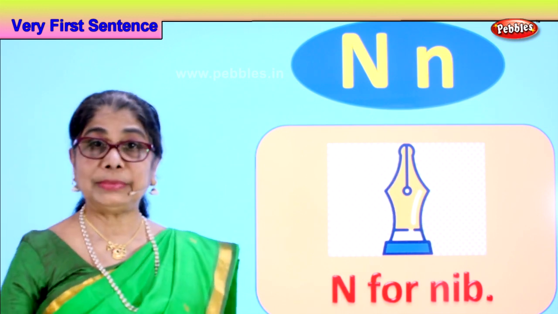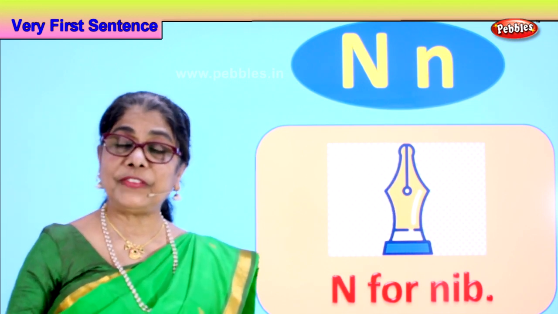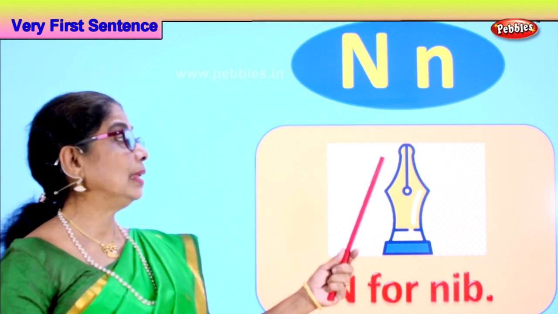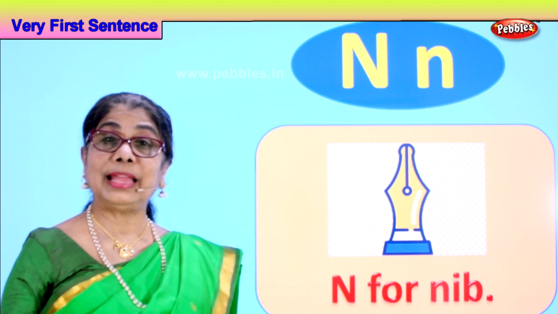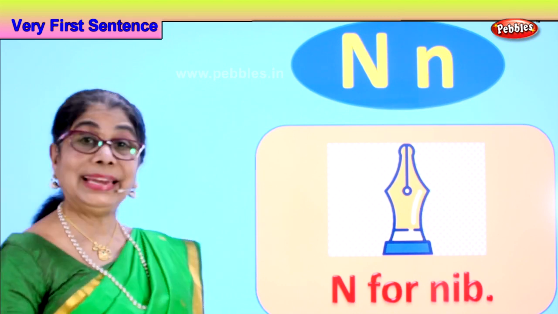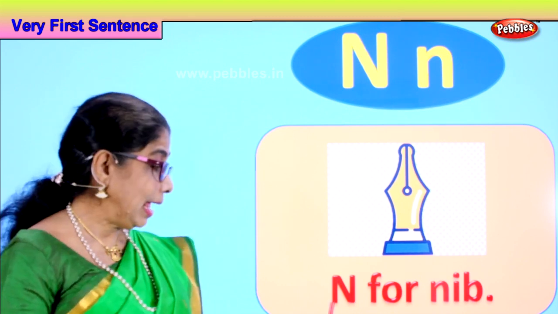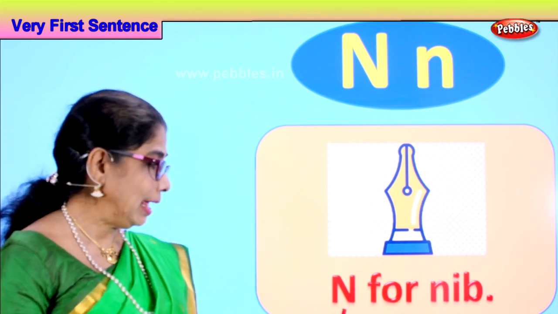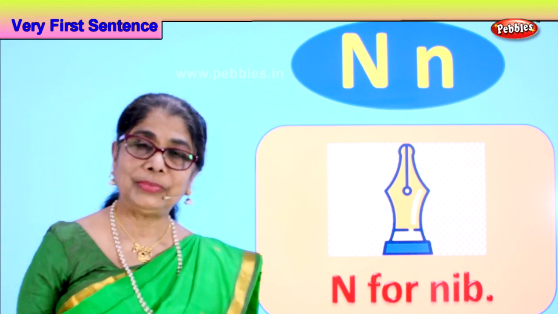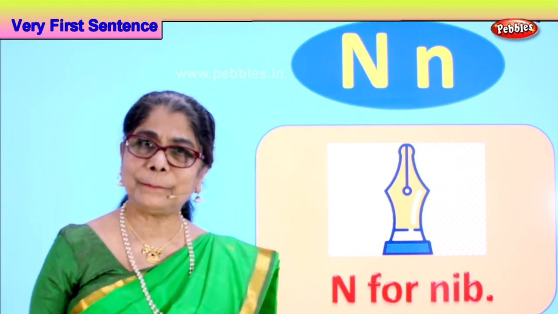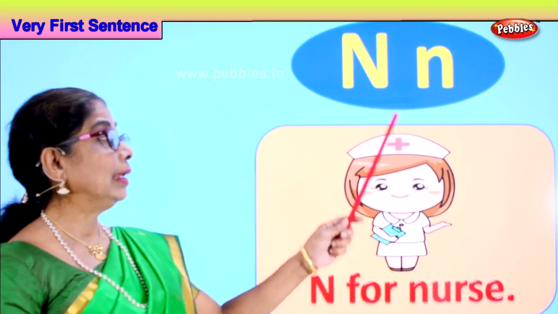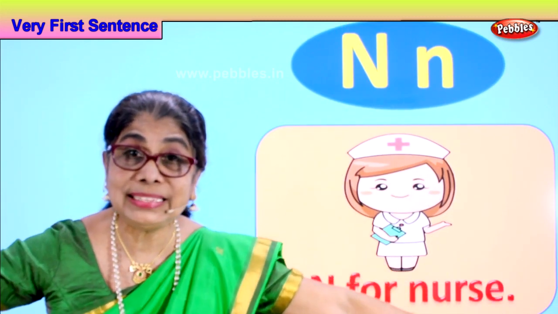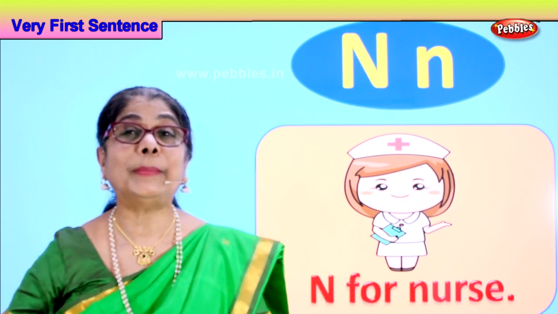This nib, sometimes it can break. Then you can fix another nib. There are nibs of different sizes that help you to write fine, that help you to write thick, and so on. Let's read. N for nib. Read it again. N for nib. Shall we go to another picture now? Here we are. Capital letter N and small letter n. Sound is, always put your hands out, then you remember.